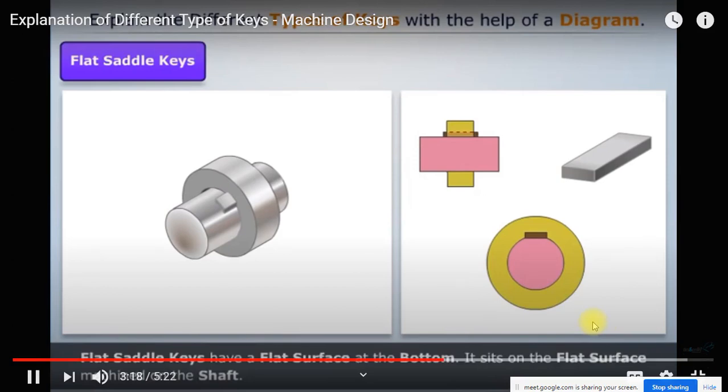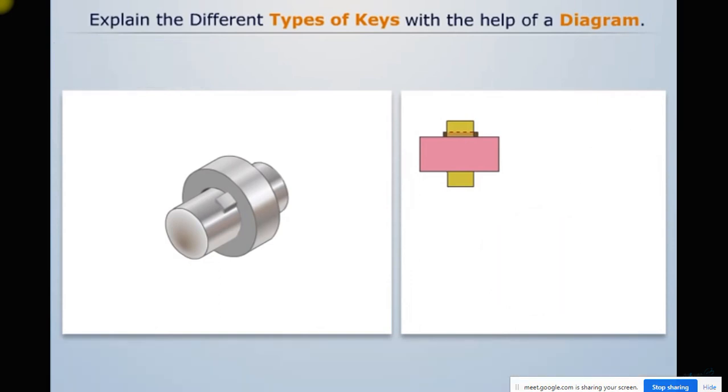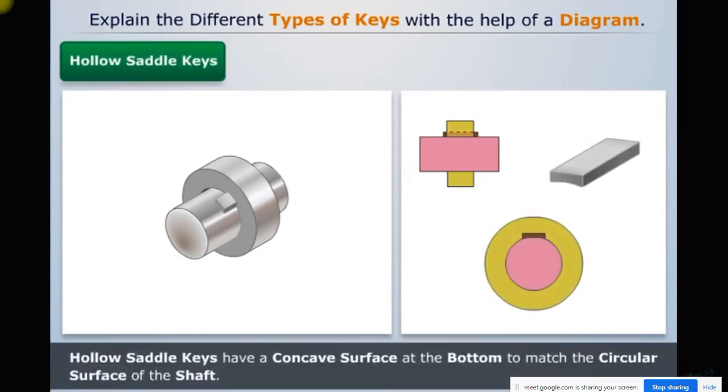Flat saddle keys have a flat surface at the bottom, and you can see the difference. It sits on the flat surface machined on the shaft. It is likely to slip around the shaft under load, so it is used for comparatively lighter loads. Now you can see the difference between the flat saddle and a hollow saddle. You can see the curved shape at the bottom. Hollow saddle keys have a concave surface at the bottom to match the circular surface of the shaft.